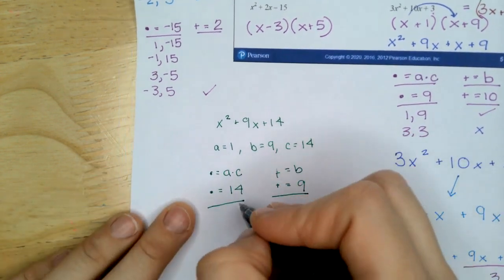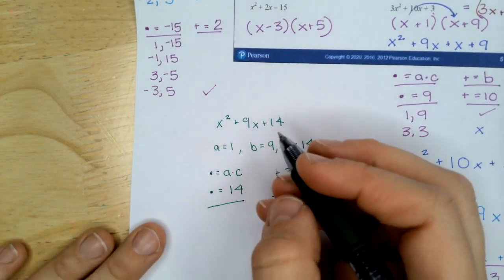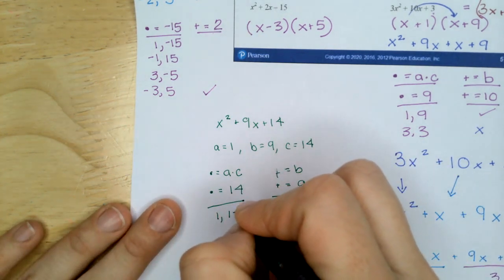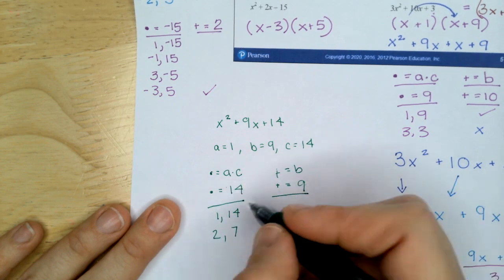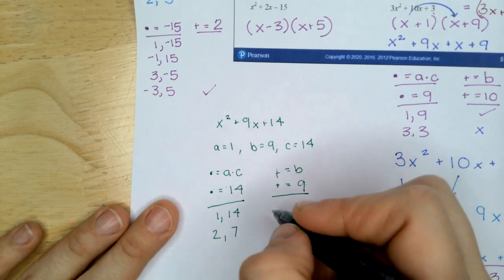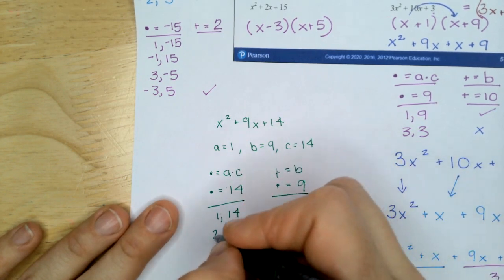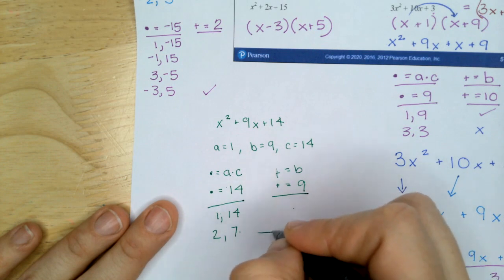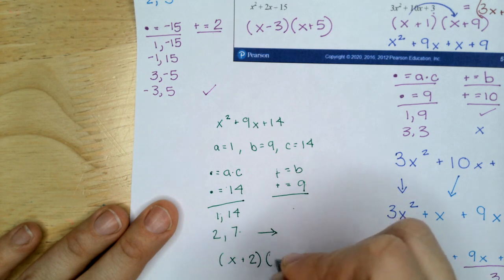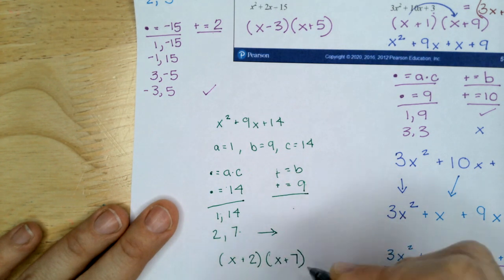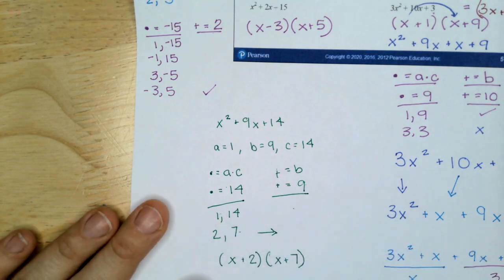Good. All right, so the factors of 14 are 1 and 14, or 2 and 7, right? This is positive and this is positive, so we're sticking with the positive factors, that's it. 1 and 14 is 15, but 2 and 7 is 9, so we're going to go with 2 and 7. That just means it's x plus 2 times x plus 7.